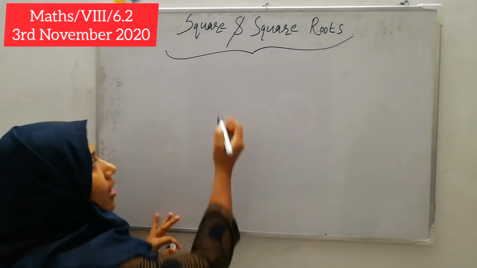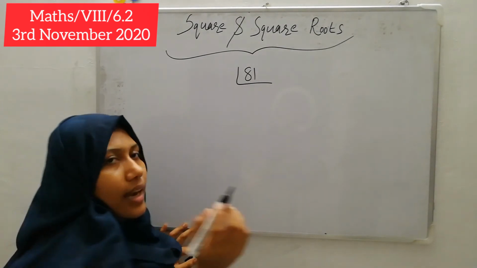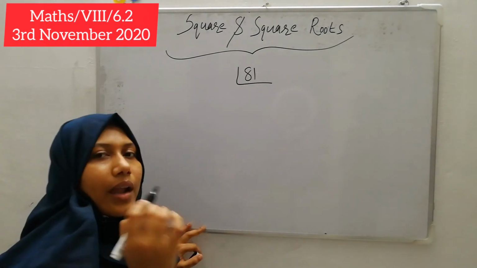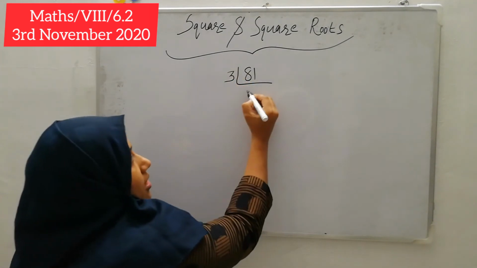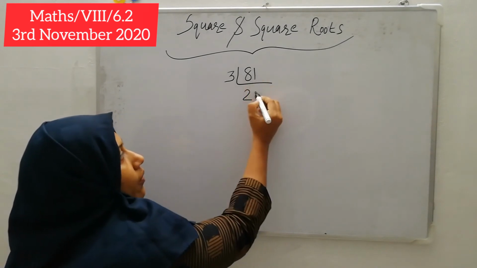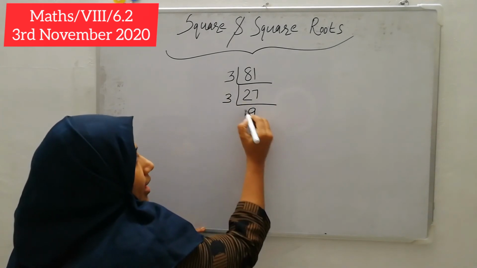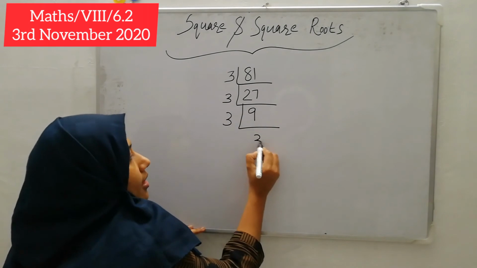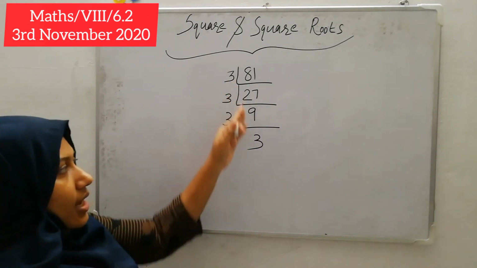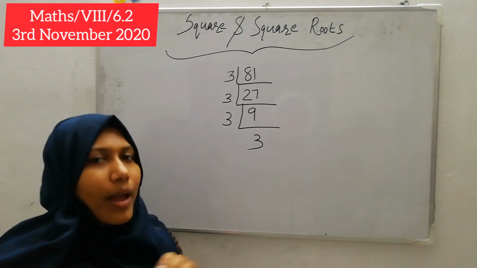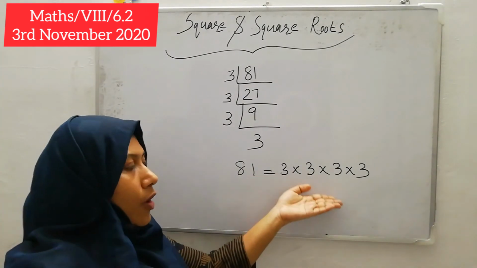For example, 81. The sum of digits is 9. It's a multiple of 3. So we can divide this number by 3. When we divide by 3, we get 27. 27 divided by 3 is 9. Again 3, it's 3. So here the prime factorization is completed. By getting a prime number as the quotient, we can stop the prime factorization there. 81 is the product of four threes.